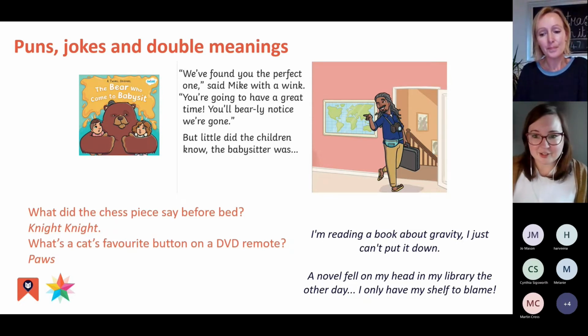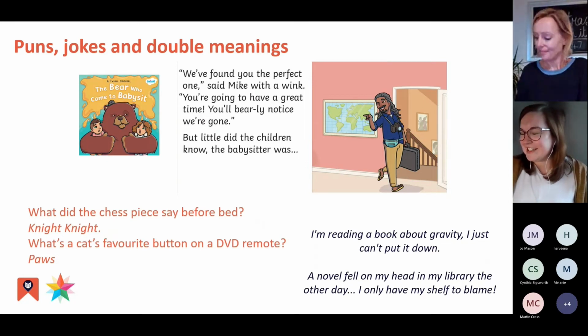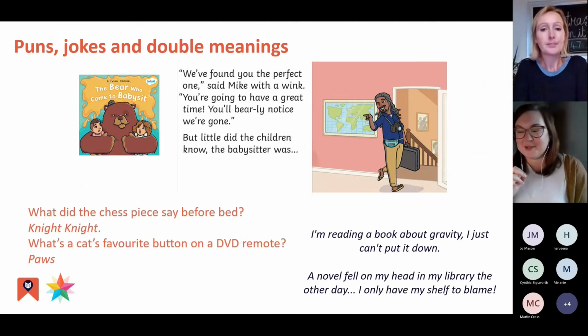I've also taken an extract from one of the Twinkle originals, The Bear Who Came to Babysit, which is one of the stories that we use in our online programme. The book is fairly self-explanatory. It's about a bear who came to babysit, so the title does really well in explaining what's going on. But I really liked this section here where, "We found you the perfect one," said Mike with a wink. "You're going to have a great time. You'll barely notice we're gone."